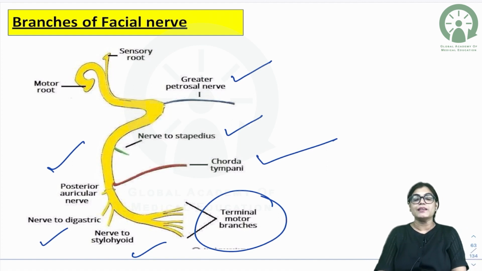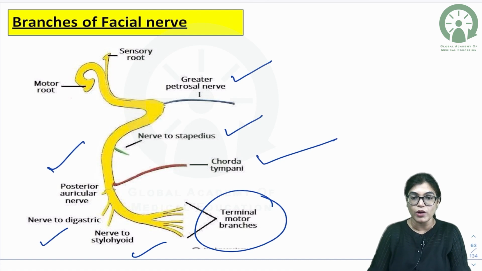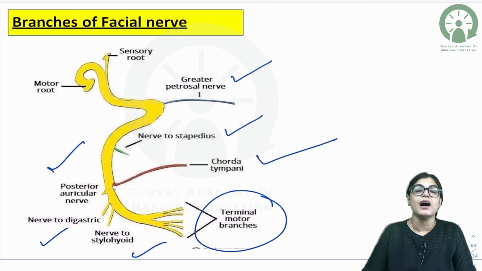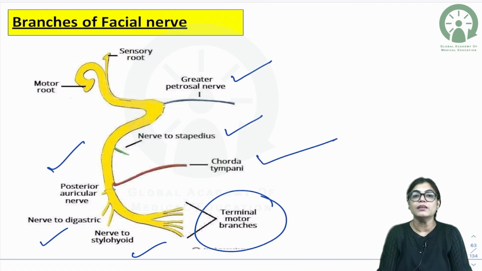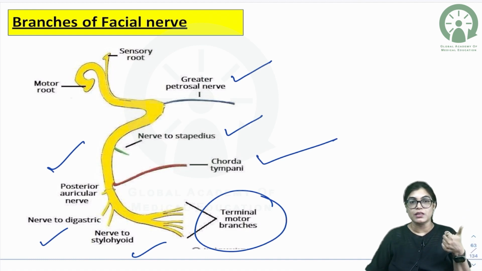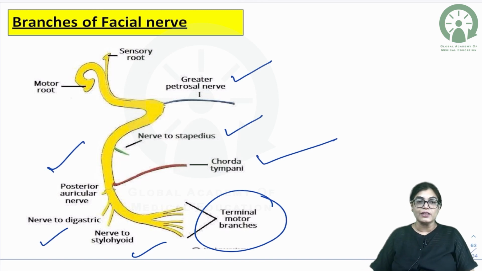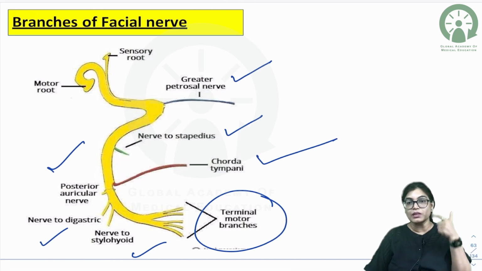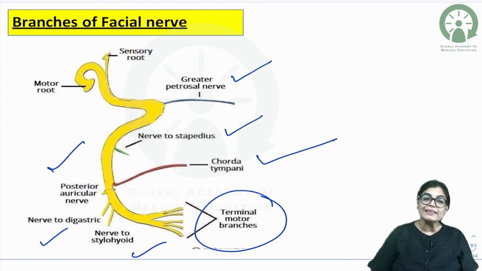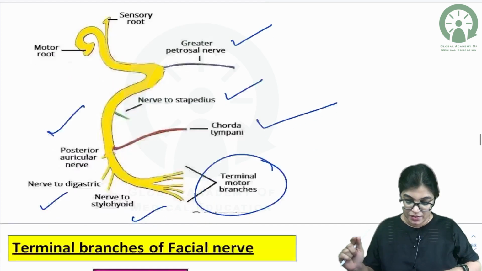Actually, 5 terminal branches emerge from the anterior border of the parotid, and those 5 branches are temporal, zygomatic, buccal, marginal mandibular and cervical. So the branches of the facial nerve are the greater petrosal nerve, the first branch, then nerve to stapedius, chorda tympani, posterior auricular branch, and the branch to the posterior belly of digastric and stylohyoid. The 5 terminal branches are temporal, zygomatic, buccal, marginal mandibular and cervical.